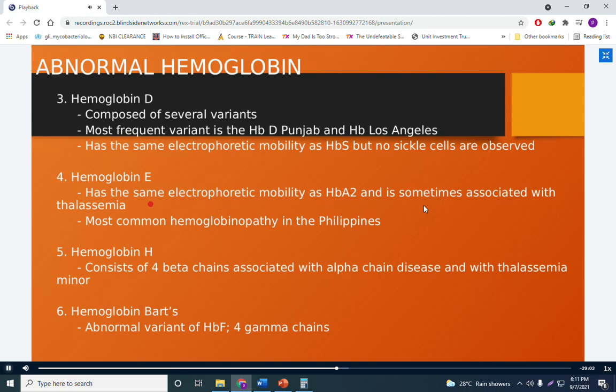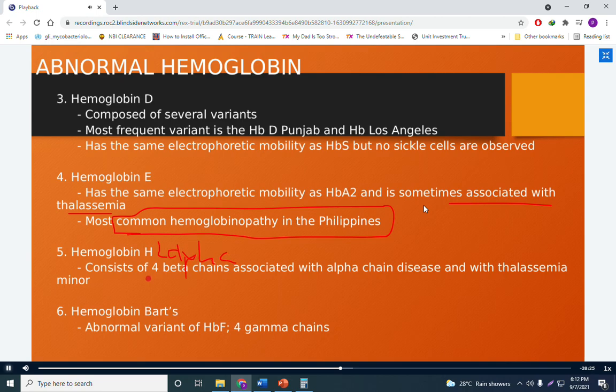So tandaan niyo yung class ha, pag tinanong which has the same electrophoretic mobility as A2, it's your hemoglobin E. And associated with thalassemia. So most common hemoglobinopathy in the Philippines. So siya yung pinaka-common nandito sa Pinas. Then we also have your hemoglobin H class. Consists of 4 beta chains associated with alpha chain disease and thalassemia minor. Plus yung alpha chain disease na yan, I will discuss that along with your anemia. Pati rin si thalassemia class in future.